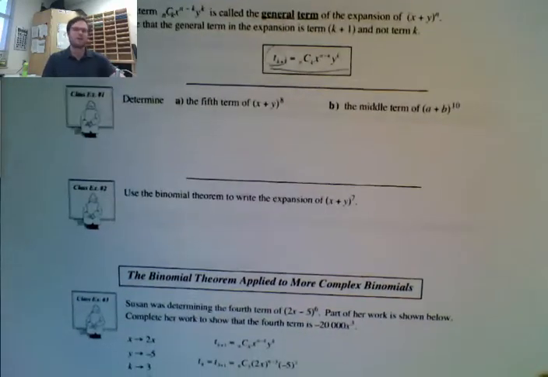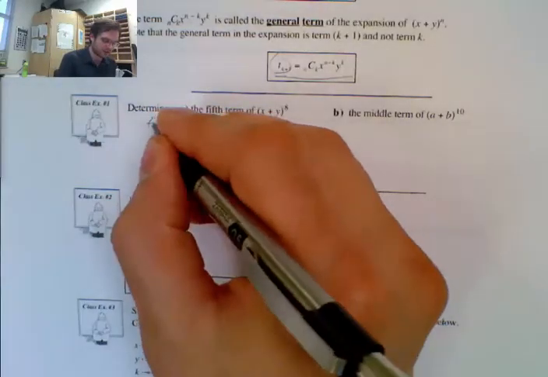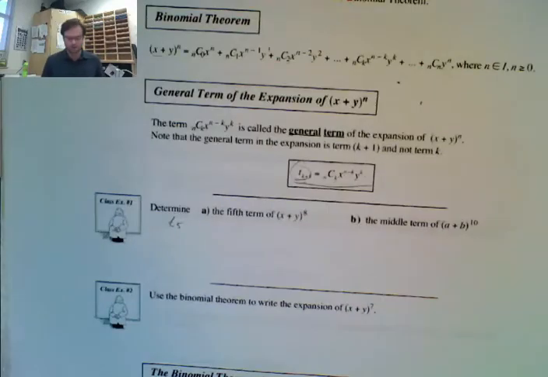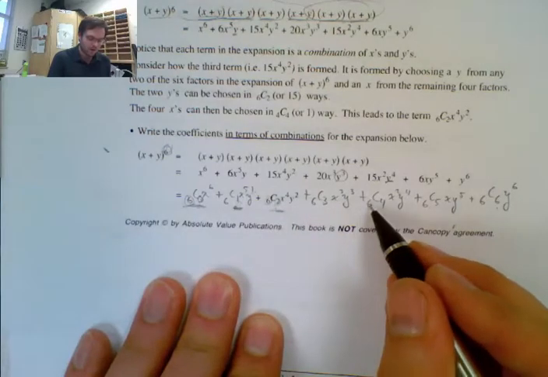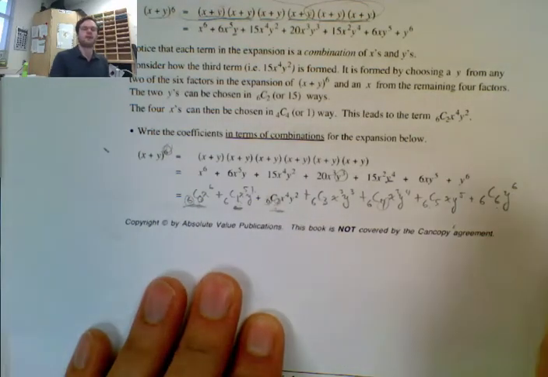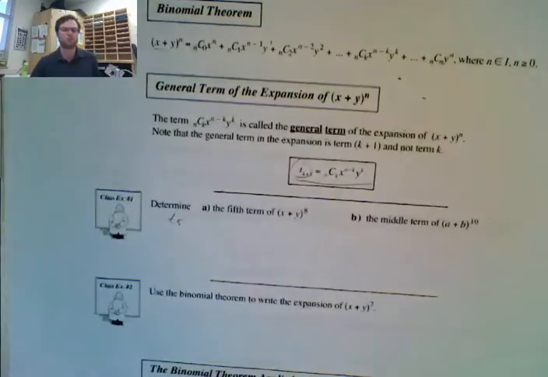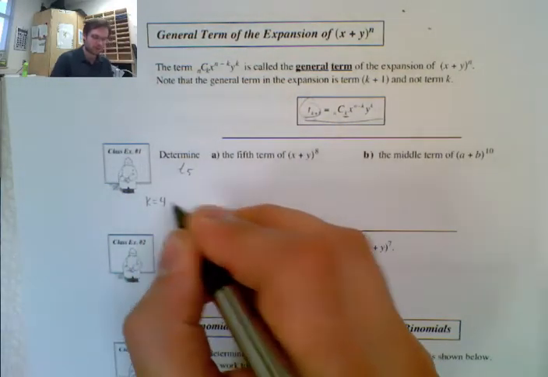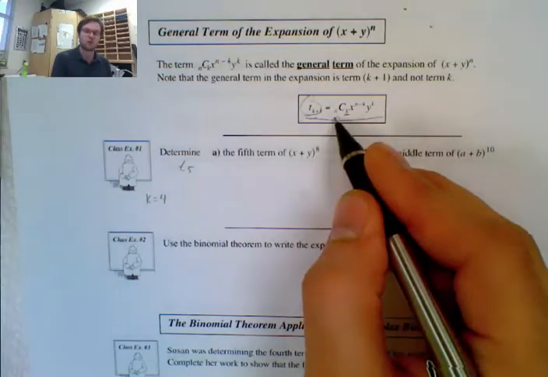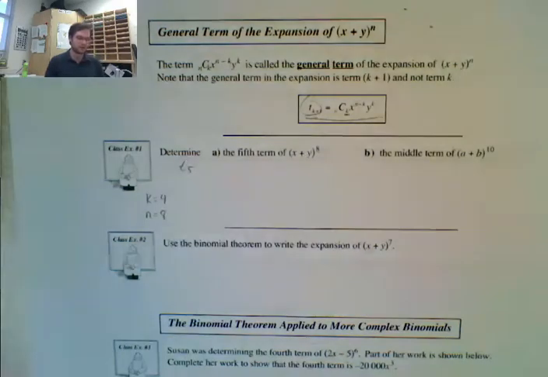So here we want the fifth term of that. So we want T5. If I look at the fifth term, 1, 2, 3, 4, 5, it's only the fourth one there. So my y value is only going to be to the power of 4 on the fifth term, since we're starting at 0. So my k value here is going to be 4. Okay? My n value is going to be 8. We want to figure out what the fifth term is.